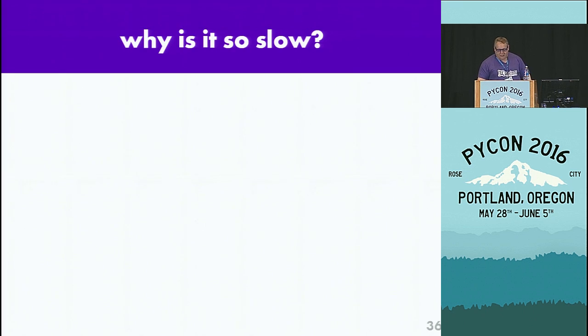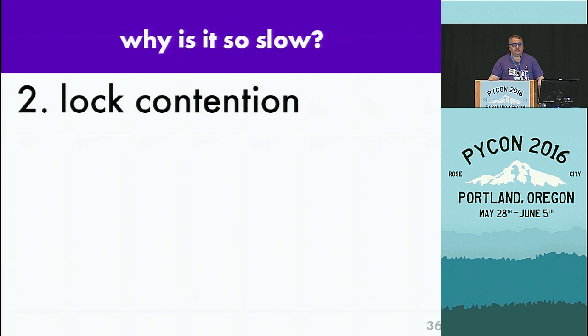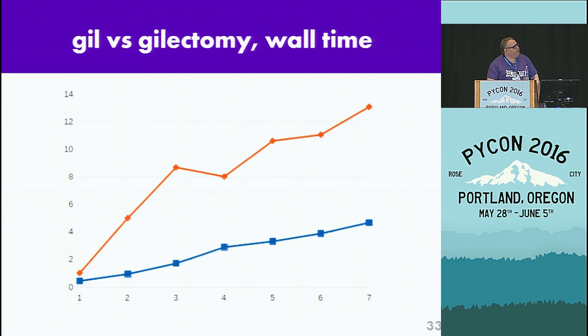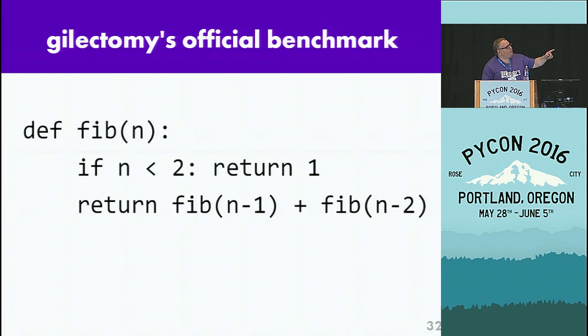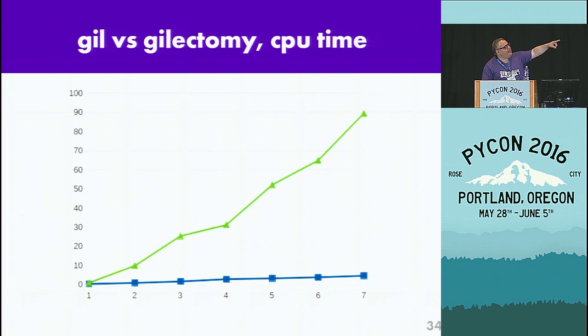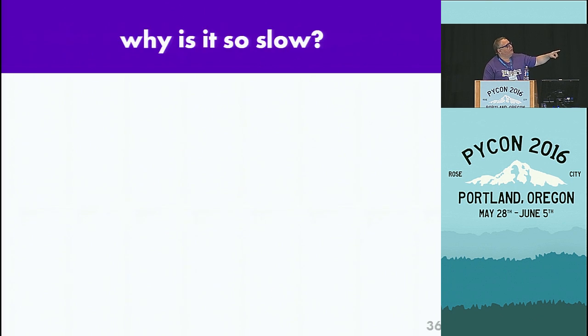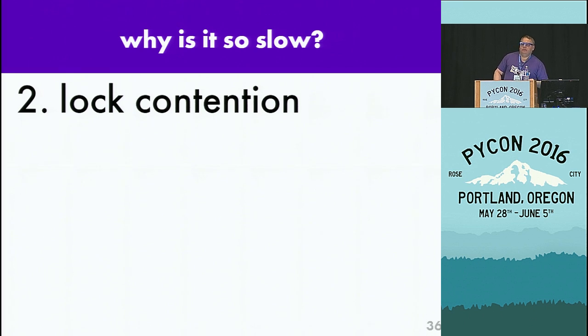Why is it so slow? A lot of people's first guess is, oh, that's going to be lock contention. And the answer is, there is a little bit of lock contention, but it's not actually that much. Looking at the runtime of my program, wall time, CPU time, at 7 cores I used like 90 seconds of CPU time. Lock contention is probably like 5 seconds of that. It's measurable, it's noticeable, but it's not the major thing. It's not costing us 96% of our time.